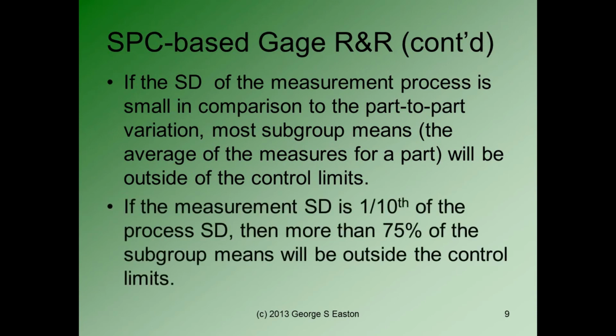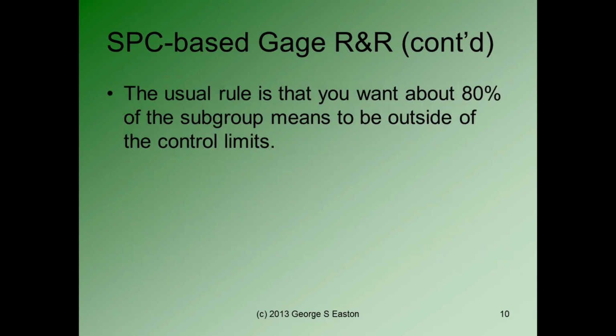So if the measurement standard deviation is 1/10 of the process standard deviation, then more than 75% of the subgroup means ought to be outside of the control limits. And so the usual rule of thumb that's used in this case is that you want 80% of subgroup means to be outside of the control limits.